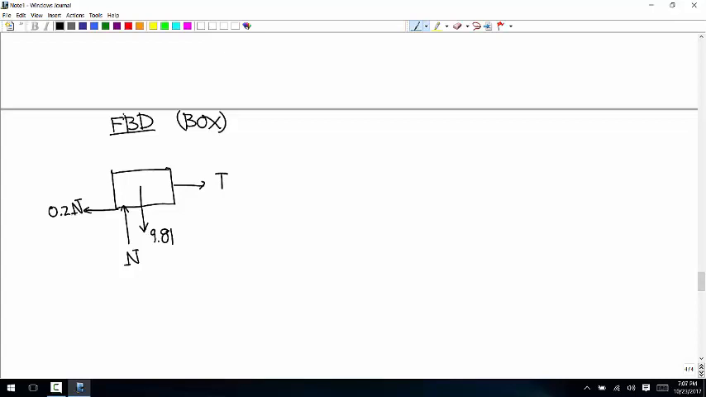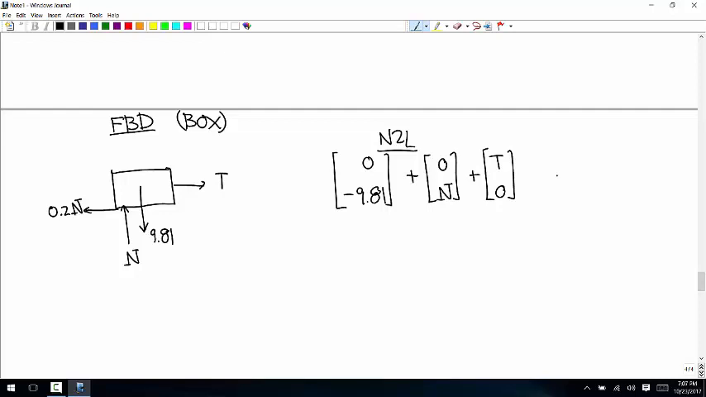Any questions about that yet? Okay, so Newton's second law says <0, -9.81> + <n, 0> + <T, 0> + <-0.2n, 0> is equal to the mass times the acceleration.